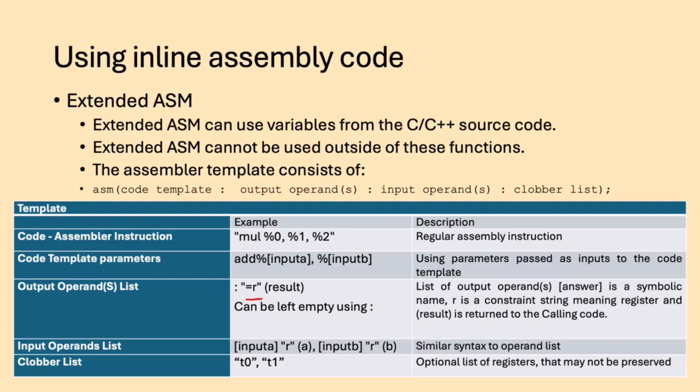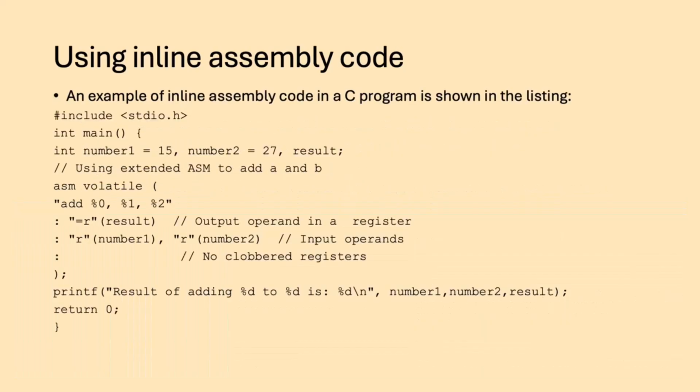If you're using memory, then the memory constraints are defined by the letter m. Now if we look at the extended ASM code, the instruction will add the two registers embedded by the operands %1 and %2. The result sum will be stored in a register. Our number 1, our number 2 includes that these are also in registers.